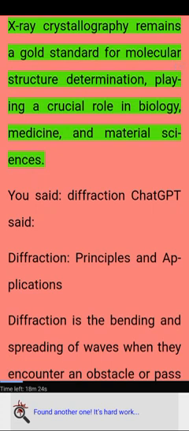X-ray crystallography remains a gold standard for molecular structure determination, playing a crucial role in biology, medicine, and material sciences.